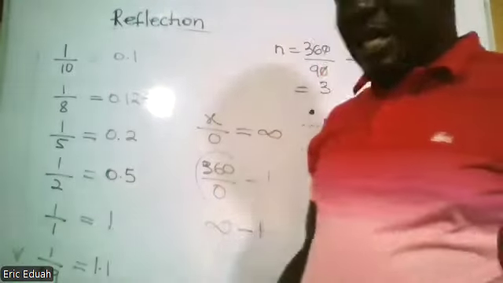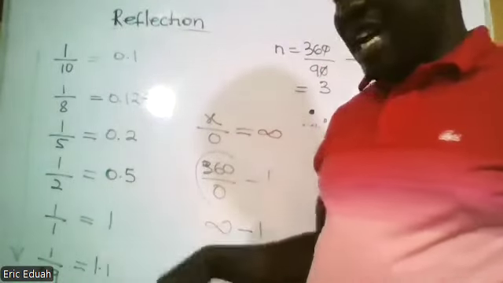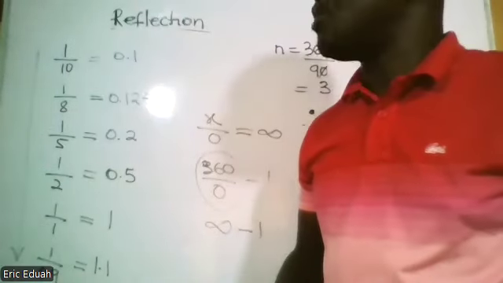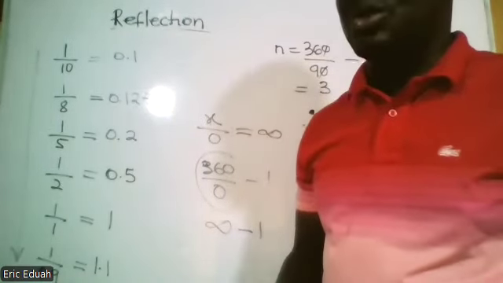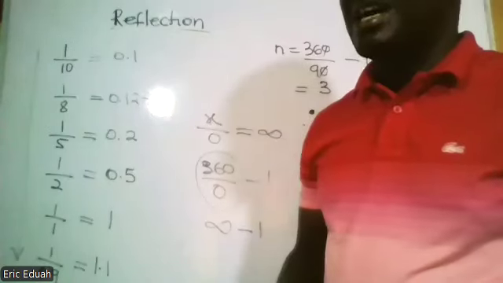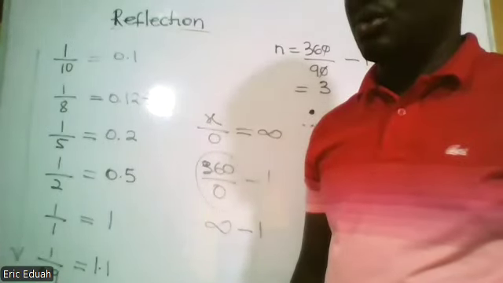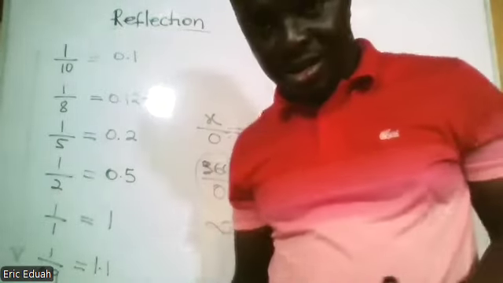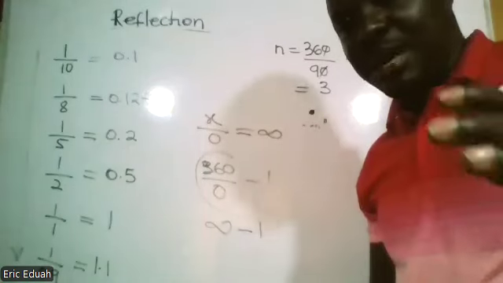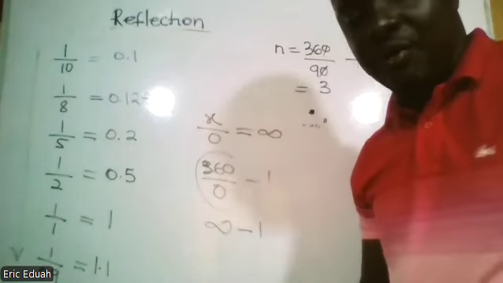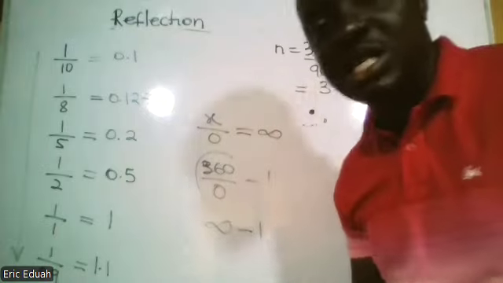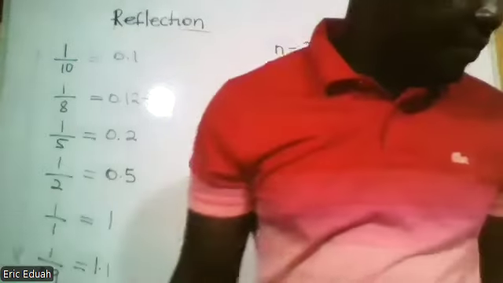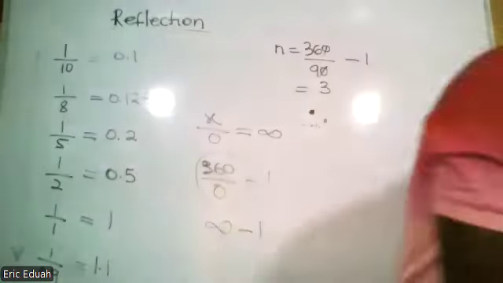So mathematically, any number divided by 0, apart from 0, we say it is undefined. There's a word to describe it that I have forgotten. The word mathematics uses is that when you have a number divided by 0, it is undefined. It's an infinite value. Okay, let's try another question.